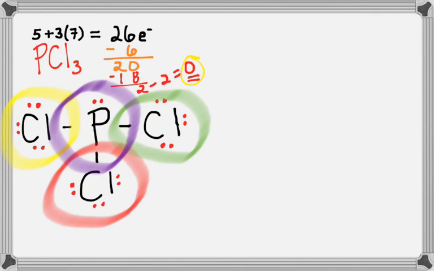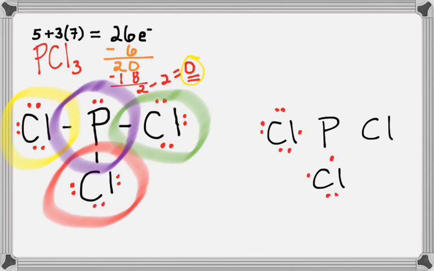Another way to show this arrangement that you might see from time to time would be, instead of the lines, sometimes they'll use the dots and the pairs. And so there's chlorine's 7 valence electrons. There's this chlorine's 7 valence electrons. And here are the other chlorine's 7 valence electrons. Phosphorus, if you remember, was in group 15, so therefore it has 5 valence electrons.